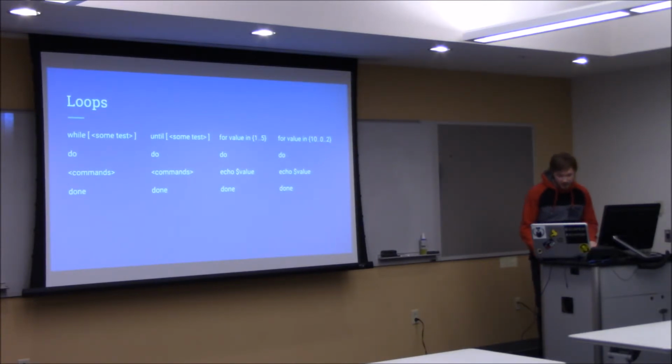And for the for loops, the syntax is for value in, left curly brace, beginning number, dot, dot, final number, right curly brace, and then again it's do, the commands you want to run, and then done. So this for loop would execute echo value 5 times, so it would print out 1, 2, 3, 4, 5. Another thing you can do with these for loops is, what if you don't want to count by 1, if you want to count by something like 2? Well, for this last one, this one counts from 10 down to 0 by 2, so it would be for value in 10, dot, dot, 0, dot, dot, 2.